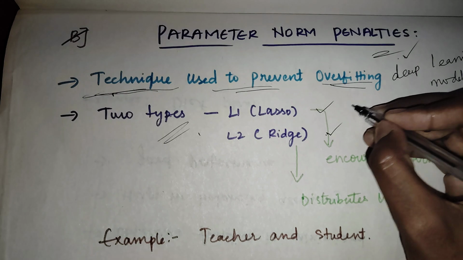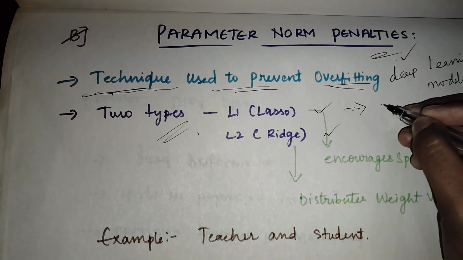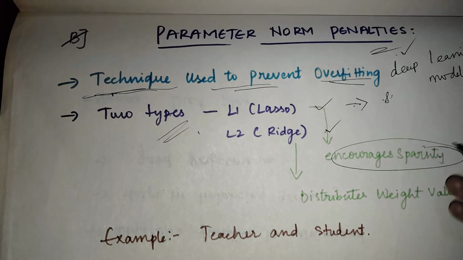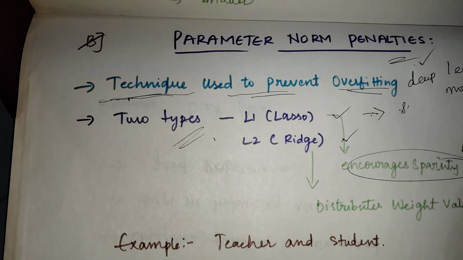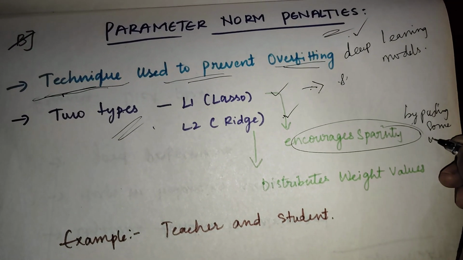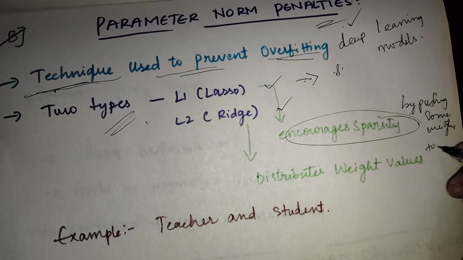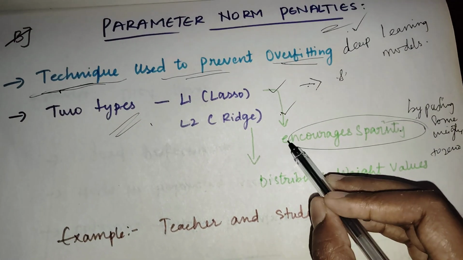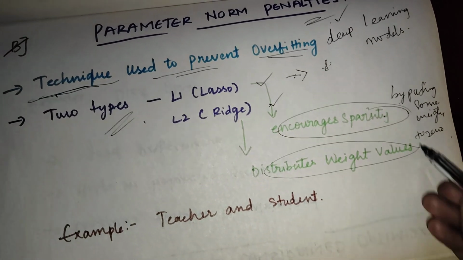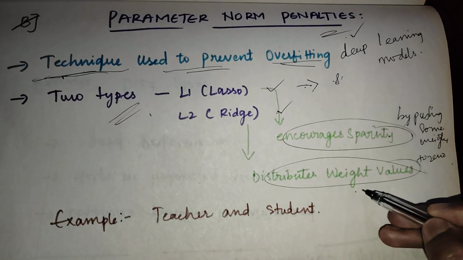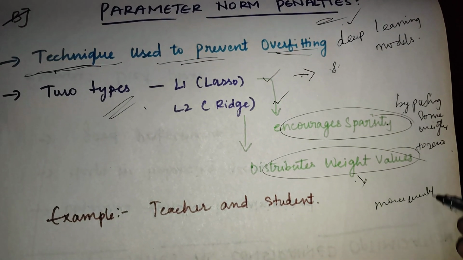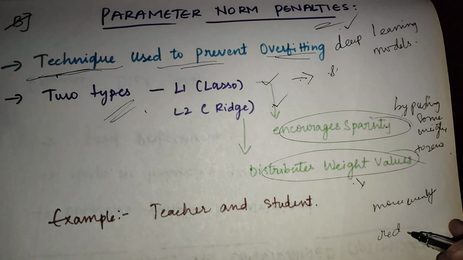L1 encourages sparsity by pushing some weights to 0. Now what does L2 do? It is ridge. What does ridge do? It basically distributes the weight values more evenly, reducing their magnitude.